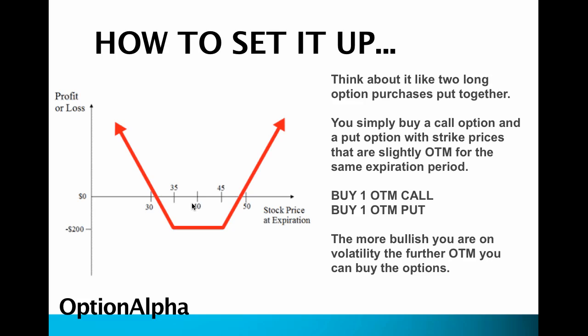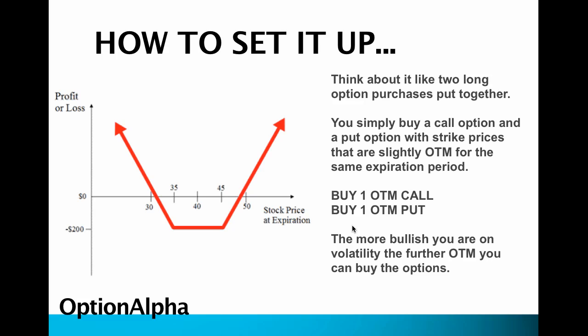So again, let's say for example that our stock is trading at 40. We're going to buy strike prices that are slightly out of the money for each. So for the call option, we're going to buy a strike price of 45. And for the put option, we're going to buy a strike price of 35. Again, if you don't know what out of the money, in the money, and at the money mean, check out one of our other video tutorials.